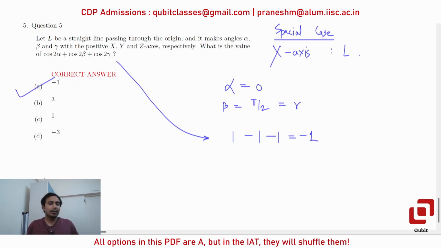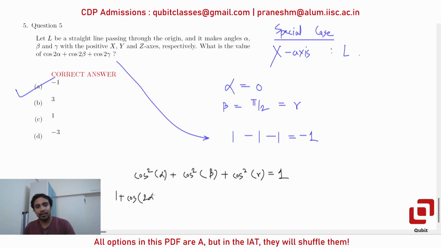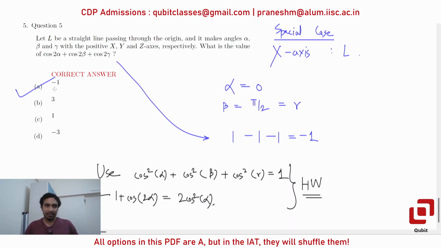Now the other approach is to make use of this fact: sum of squares of direction cosines is 1. Cos squared beta plus cos squared alpha plus cos squared gamma equals 1. And we have to use the double angle formula: 1 plus cos 2 alpha is equal to 2 cos squared alpha. So I'll leave this part to you. You can easily prove this using the identity that I have written here and the trigonometry formula. Use these two as homework to get the correct answer as minus 1.